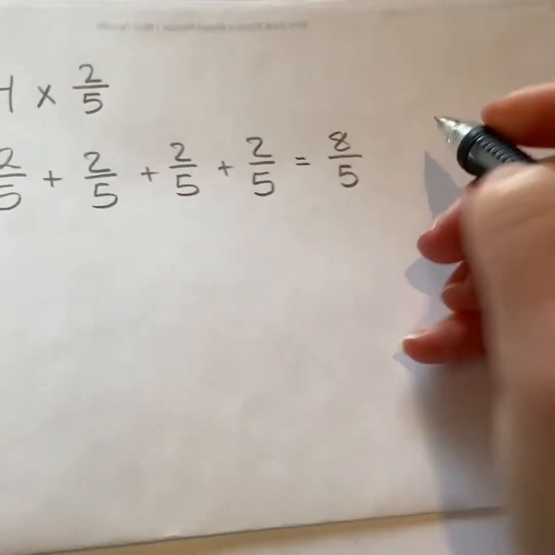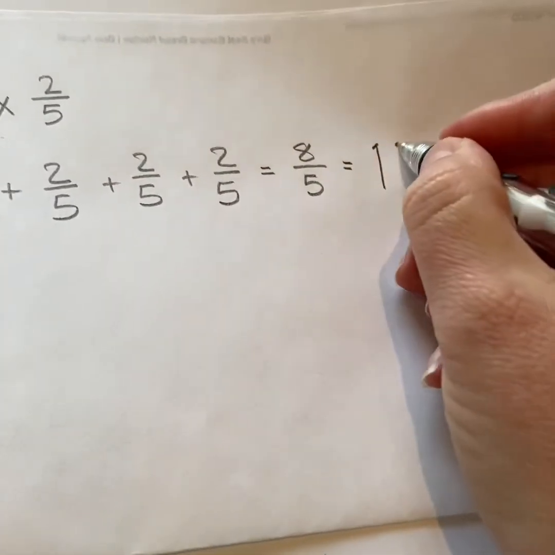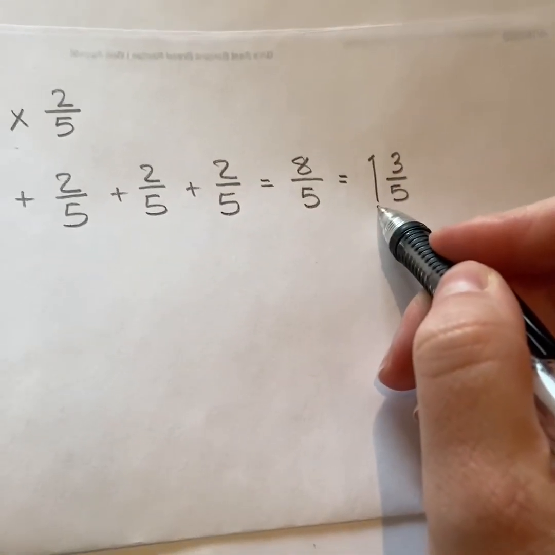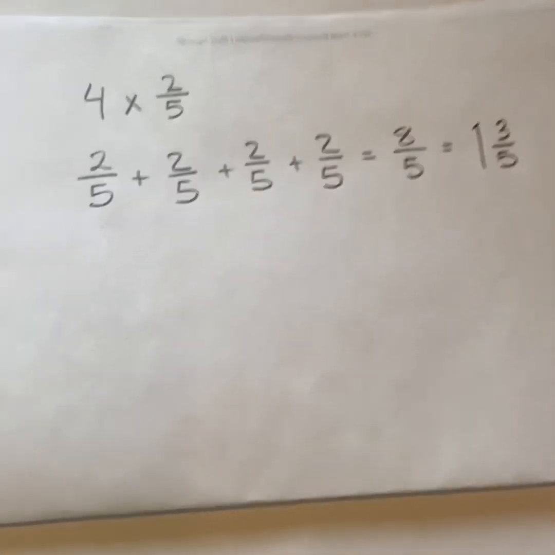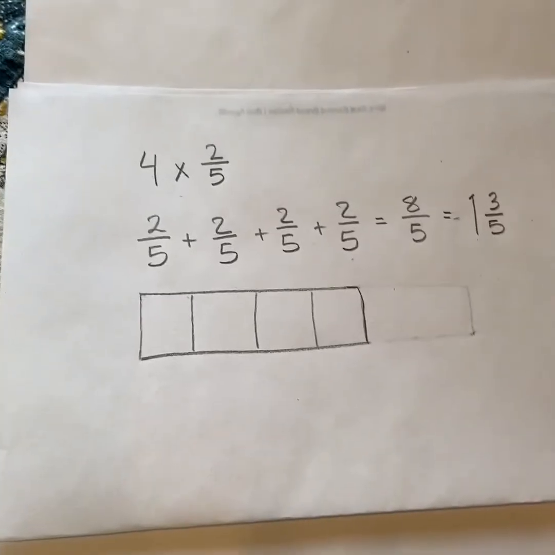So that's 8/5, and I'm going to write that as a mixed number, which equals 1 whole and 3/5. 1 whole is equal to 5/5, and if I'm trying to get to 8/5, that means there are 3/5 left over. You can also use a tape diagram to model this.